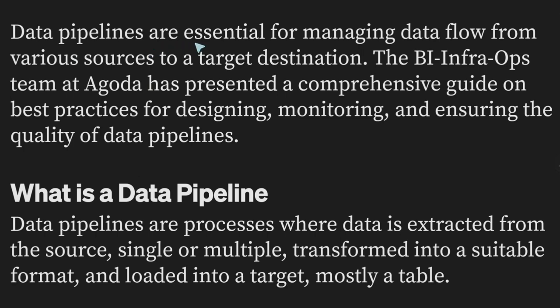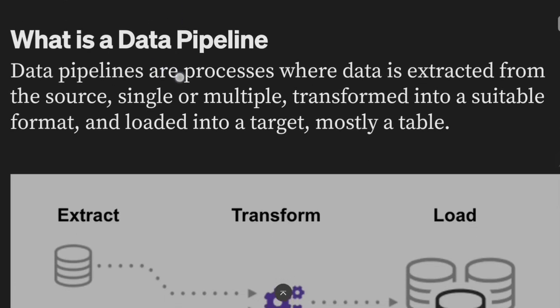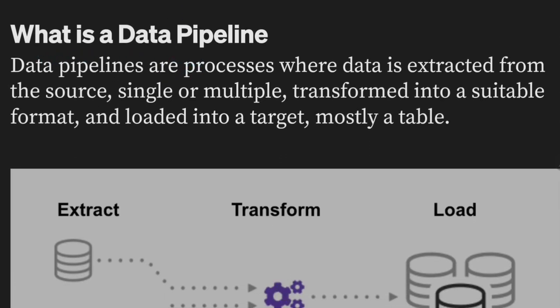Data pipelines are essential for managing data flow from various sources to a target destination. The BI Infra Ops team at Agoda has presented a comprehensive guide on best practices for designing, monitoring, and ensuring the quality of data pipelines. What is a data pipeline? Yeah, I always like this. They begin from the basics. Great job. What is a data pipeline?